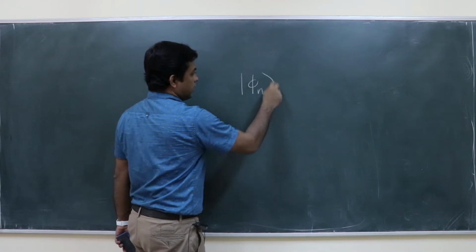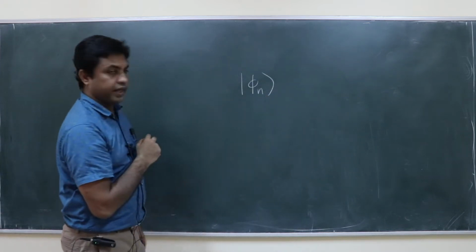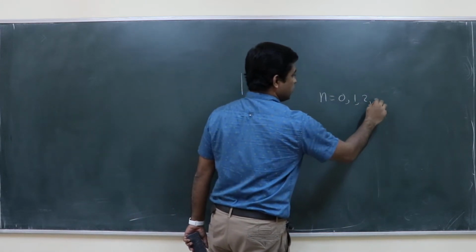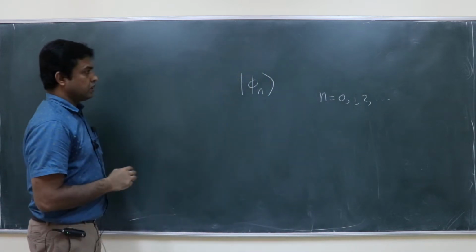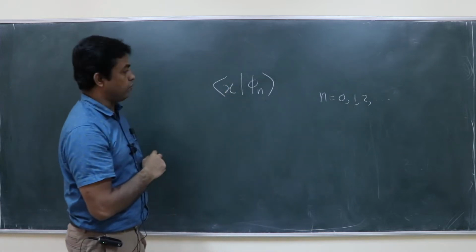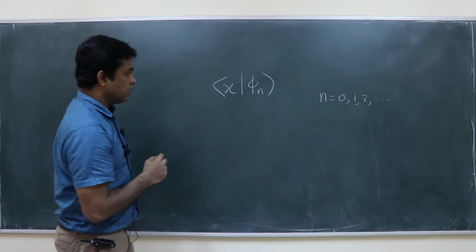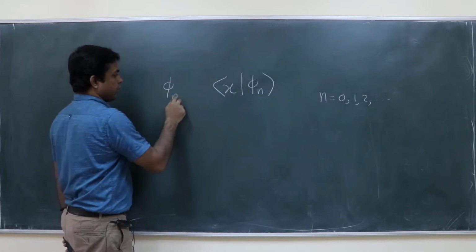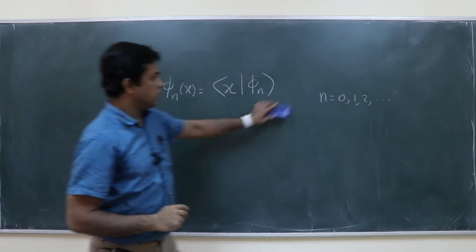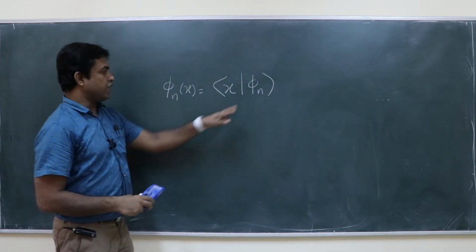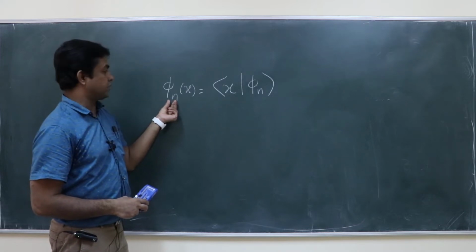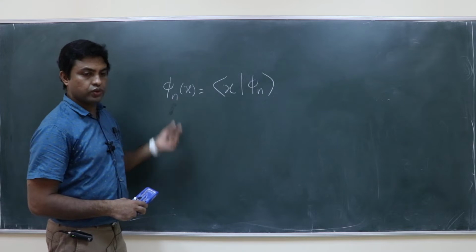So consider an abstract vector ket phi n, where n is equal to 0, 1, 2, etc. Now you know that this will give you a function of x. So you call this phi n of x. For each n you get a different phi of x: phi 0 of x, phi 1 of x, phi 2 of x, etc.